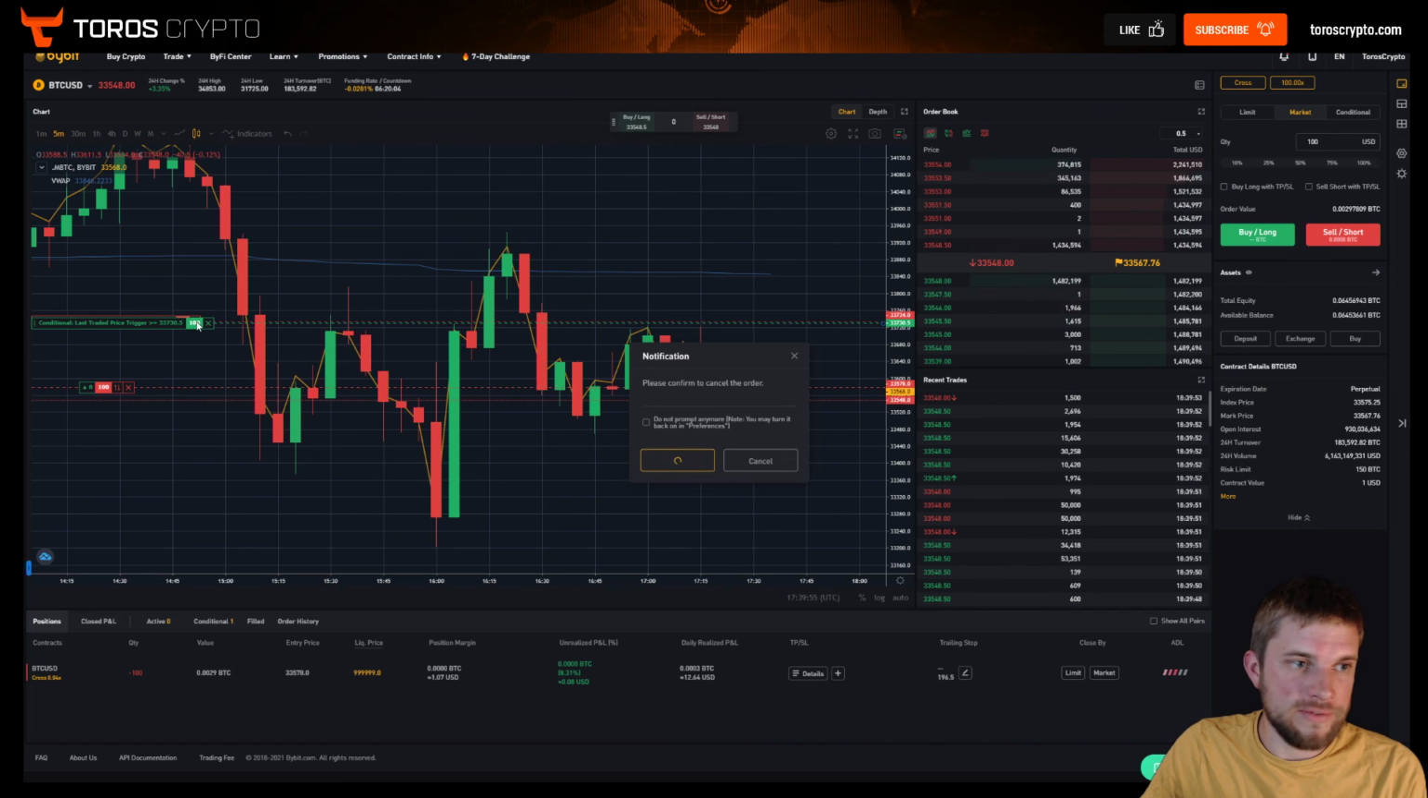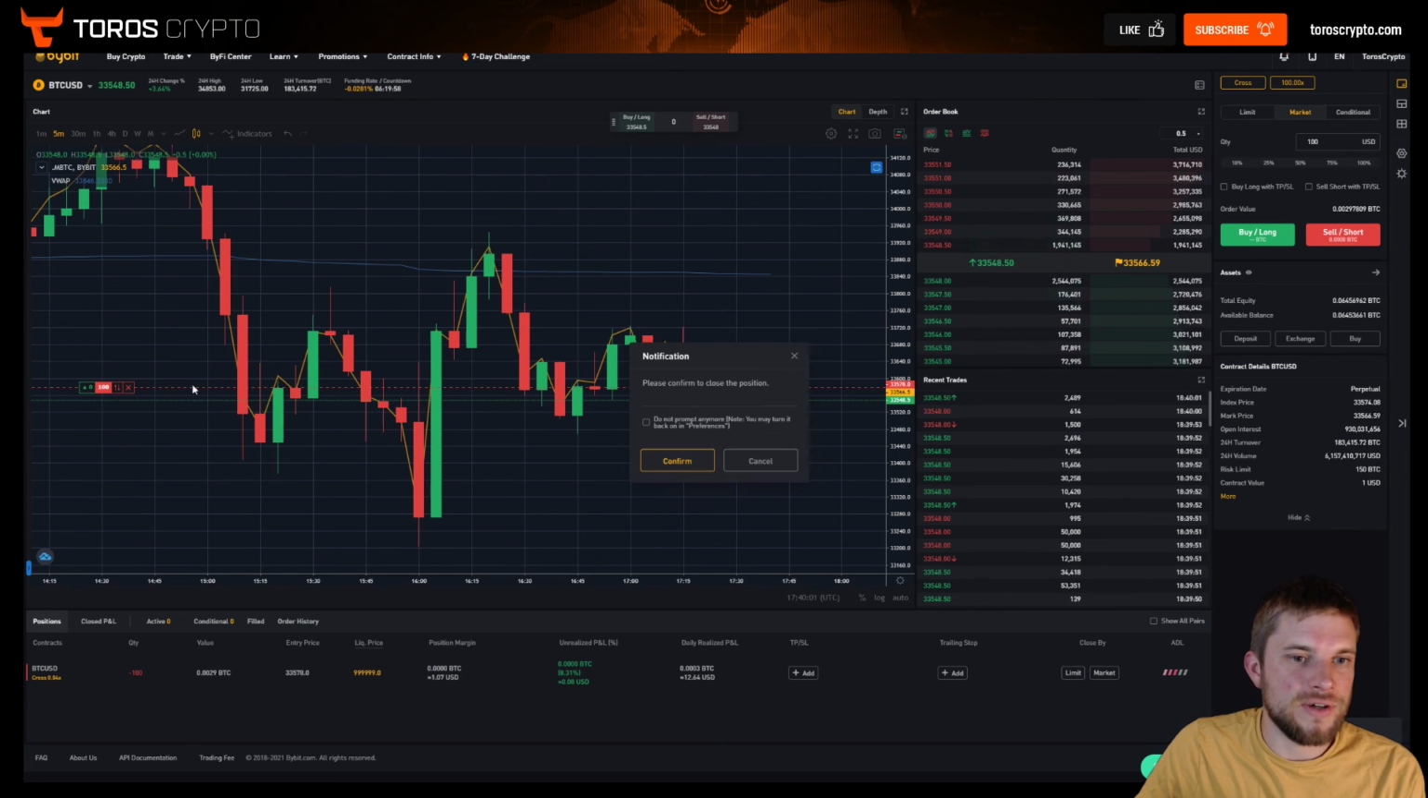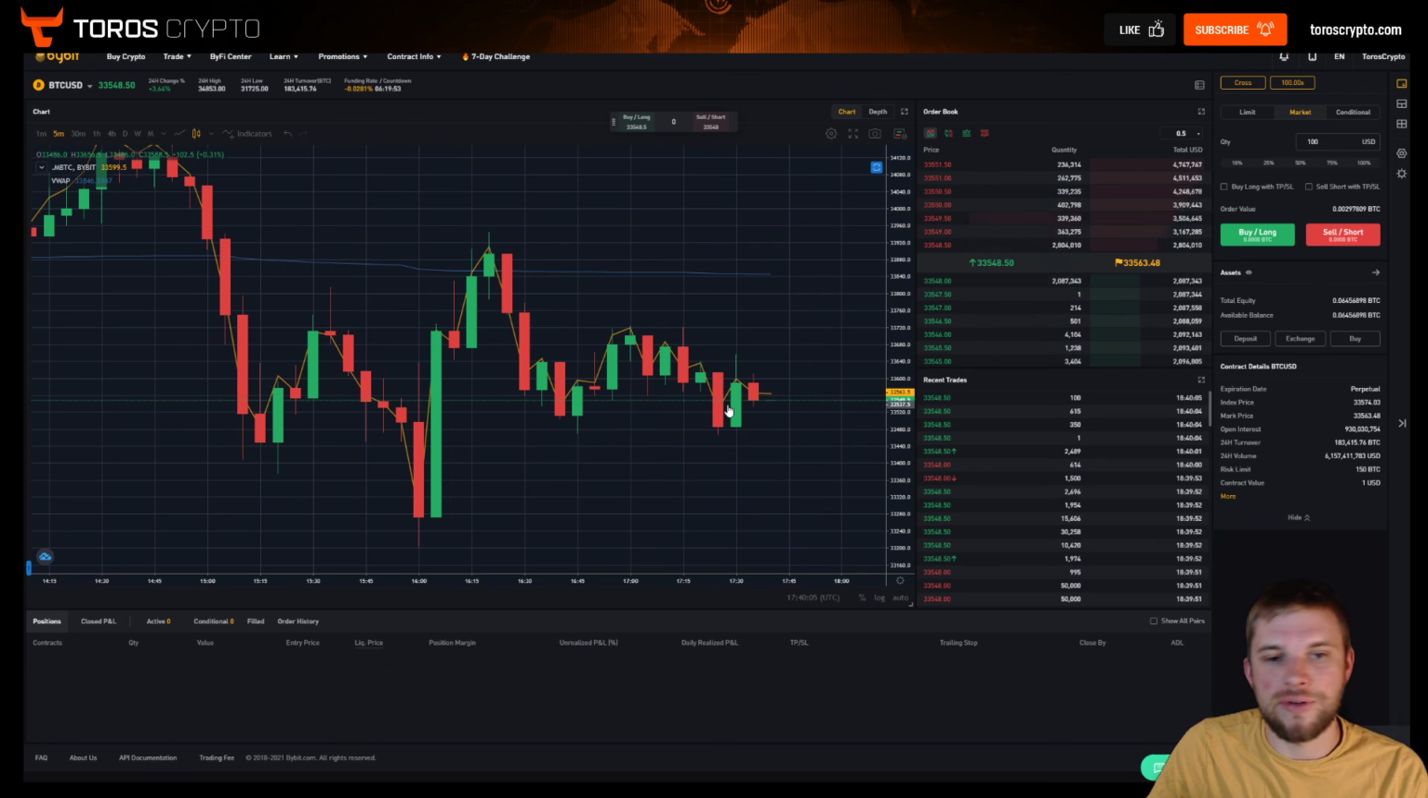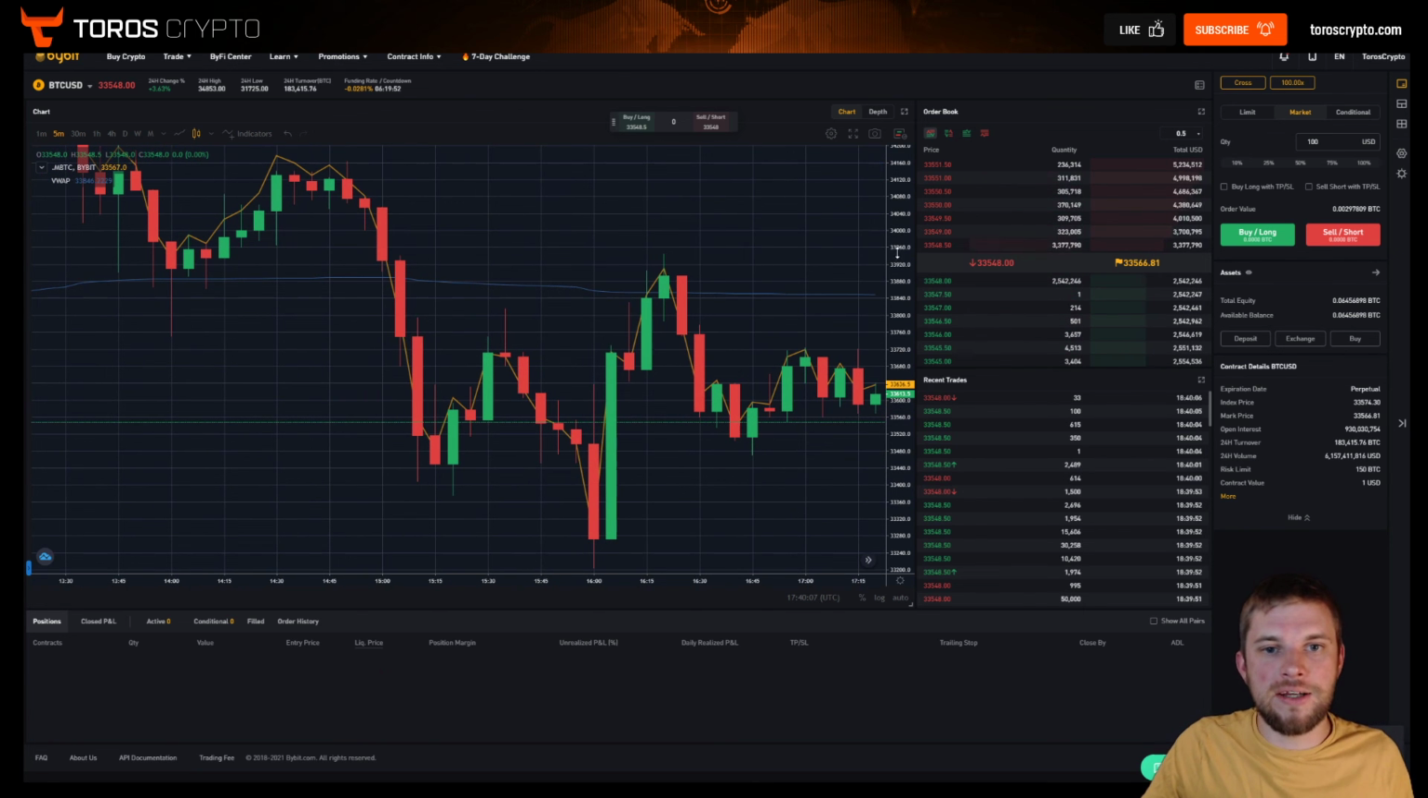It's a really great exchange, just so easy to use. You can see here, even if you don't want all these notifications, you can just click to turn those off. And then again here for closing out position, you can click to turn those off and you'll never actually receive those notifications again.